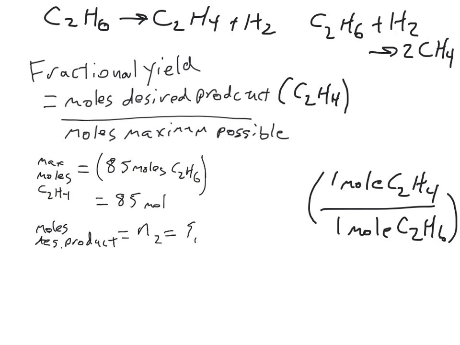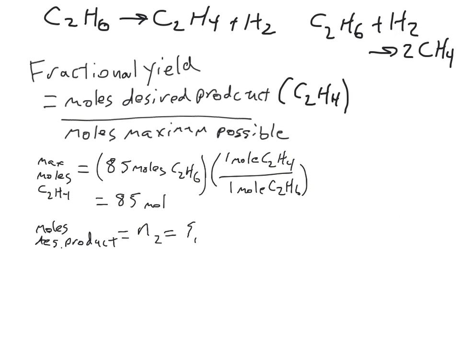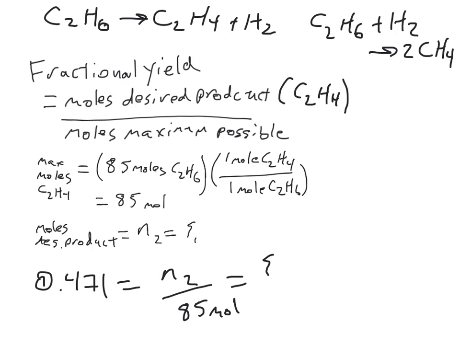Let me just shrink this down here, give me a little more room to write. Okay, at this point, we just need to use the fractional yield equation. So the fractional yield was given in the problem statement. 0.471 is equal to N2 over 85 moles, which equals extent 1 over 85 moles. And again, to remind you, 0.471 was given in the problem statement, that's this fractional yield here.